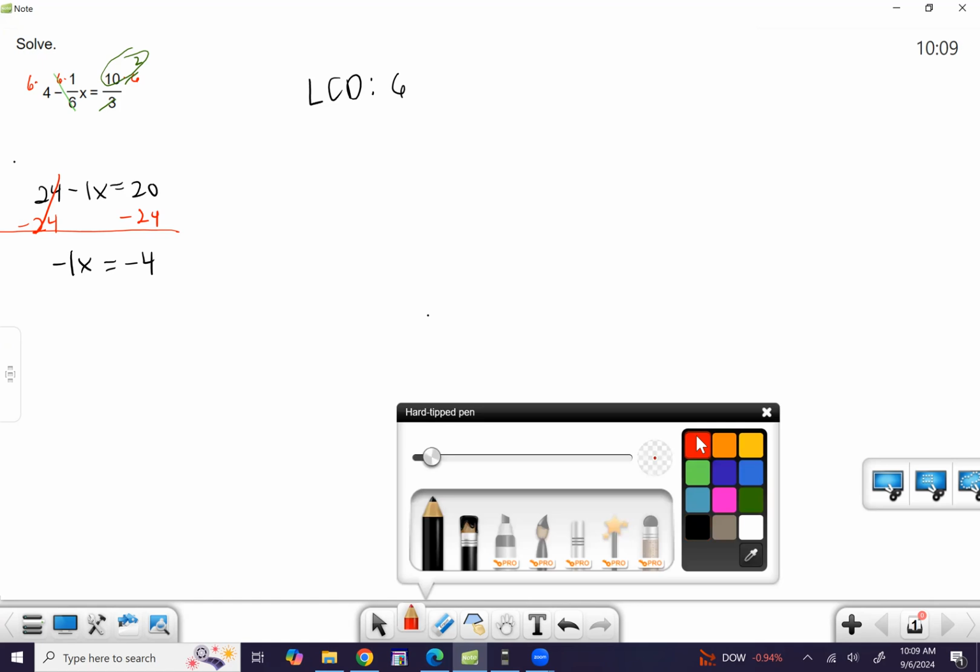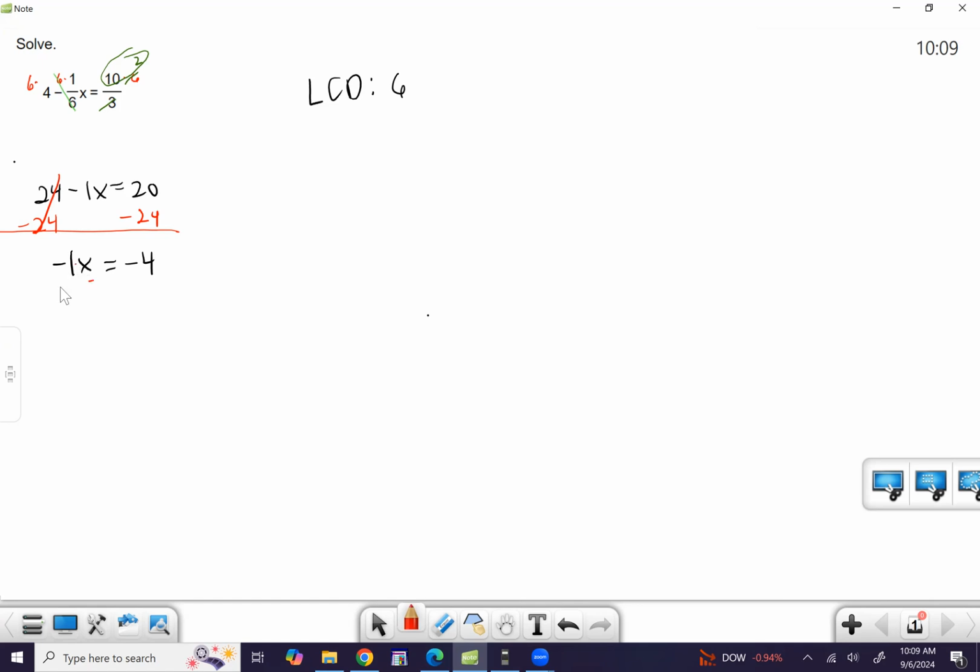And then to get rid of that negative 1 that's multiplying by the x, we always have to divide to get rid of or to undo multiplication. All right, so we end up with x equals negative 4 divided by negative 1. Well, negative divided by negative is a positive. So we get x equals 4 on this problem.